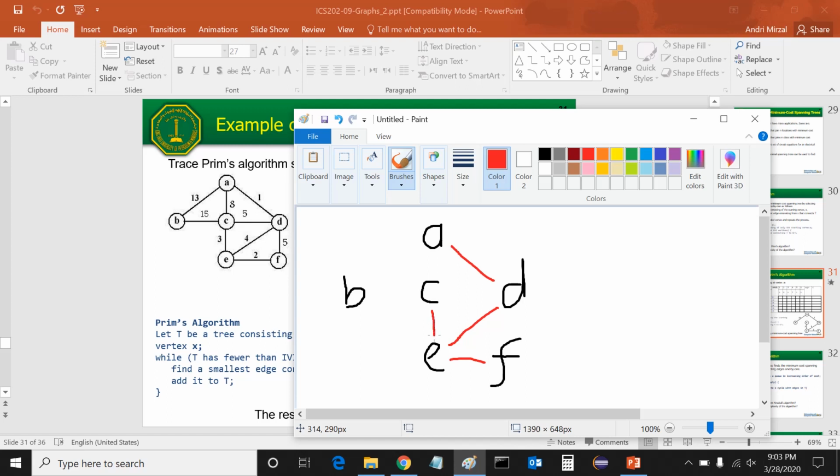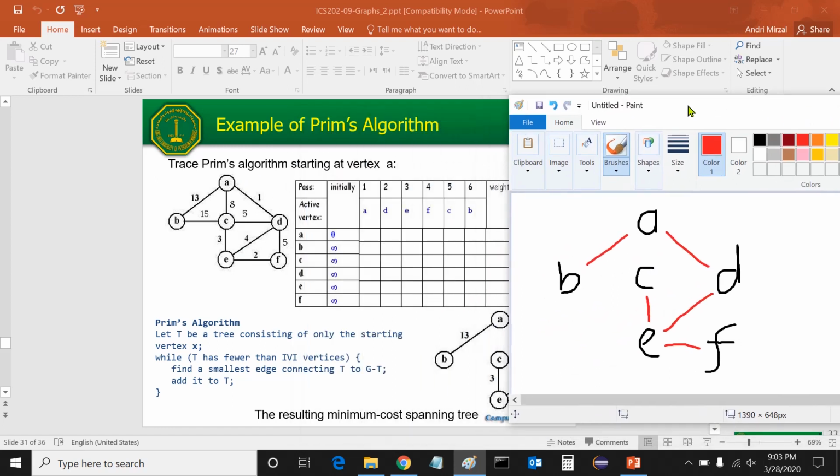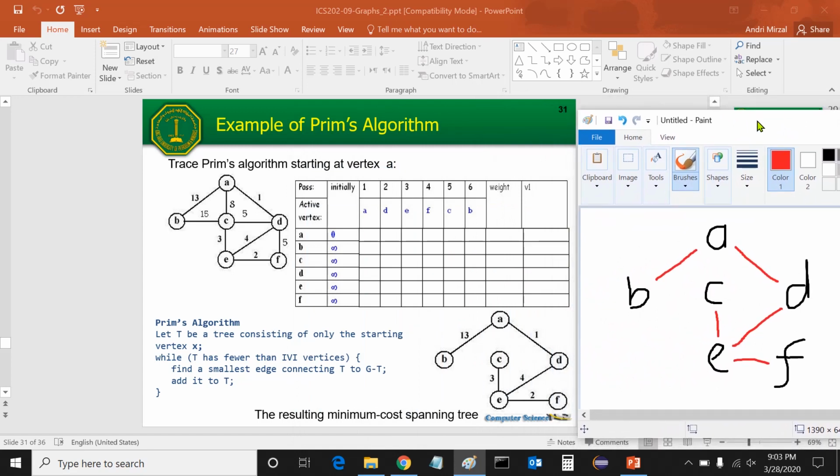After that, we only need to cut B from the set T. There will be only two edges that we need to consider, 13 and 15. So we choose the 13, something like this. So this is the result of applying Prim's algorithm to this input graph. As you can see, we compare what we did with the answer, and the answer and what we did are the same, right? So this is the correct answer.